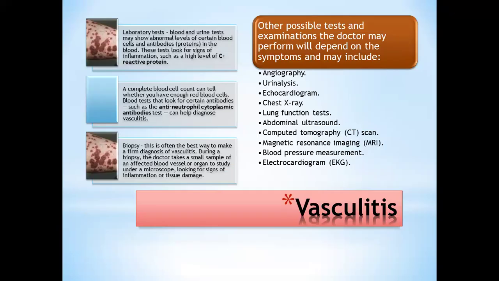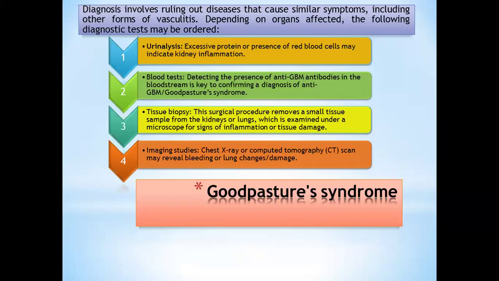Complete blood cell count can tell whether you have enough red blood cells. Blood tests that look for certain antibodies, such as the anti-neutrophil cytoplasmic antibodies test, can help diagnose vasculitis. Biopsy: this is often the best way to make a firm diagnosis of vasculitis. During a biopsy, the doctor takes a small sample of the affected blood vessel or organ to study under a microscope, looking for signs of inflammation or tissue damage.